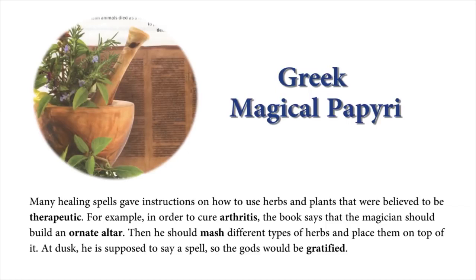For example, in order to cure arthritis, the book says that the magician should build an ornate altar. Then he should mash different types of herbs and place them on top of it. At dusk, he is supposed to say a spell so the gods would be gratified.